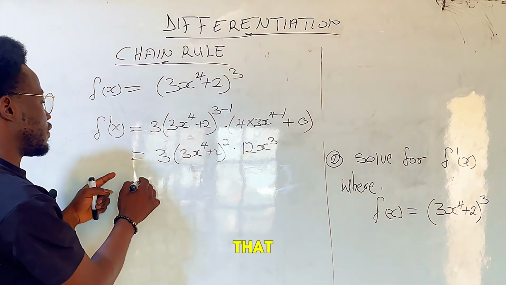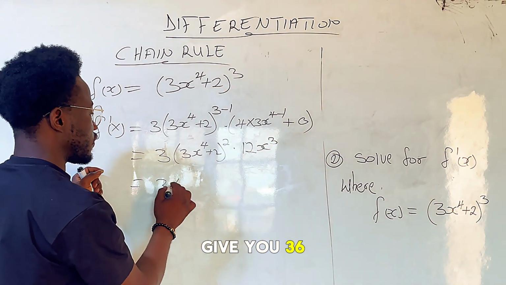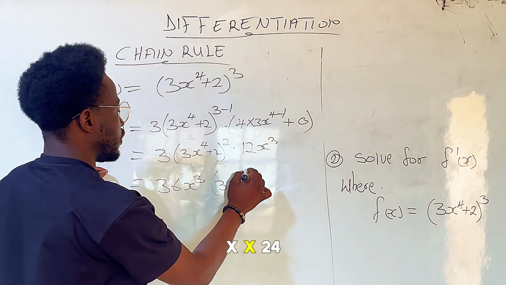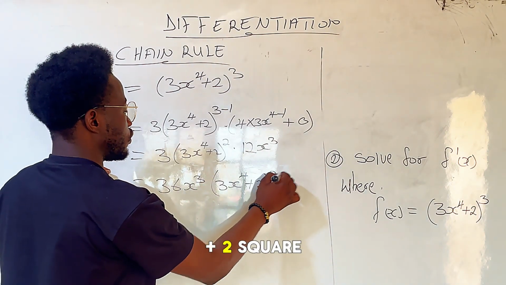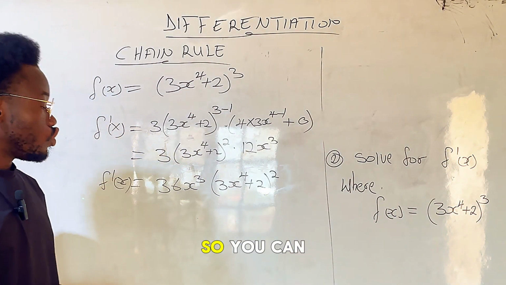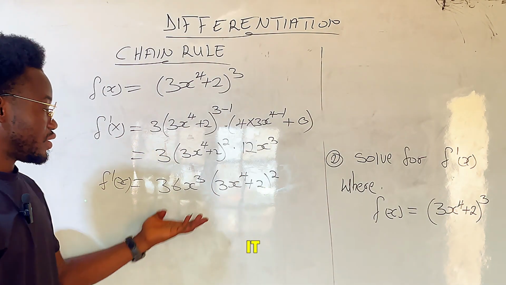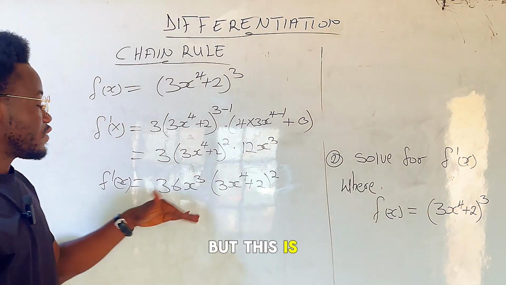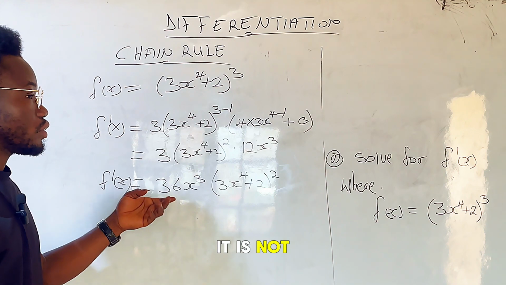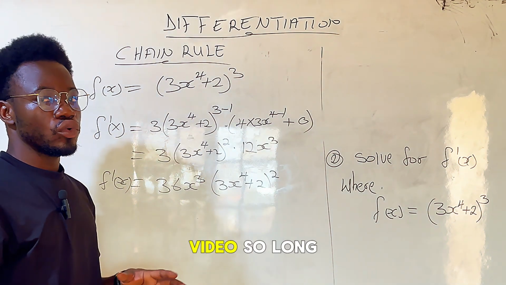You can simplify that. 3 times 12 is going to give you 36x to the power 3, the bracket 3x exponent 4 plus 2 squared. And that is your f prime of x. So you can further expand this bracket and then multiply it before you come out with the final answer. But this is the one you can leave. If it's not in the objective form, you will not be correct. So simple as that. Like I mentioned, I don't want to make the video so long.